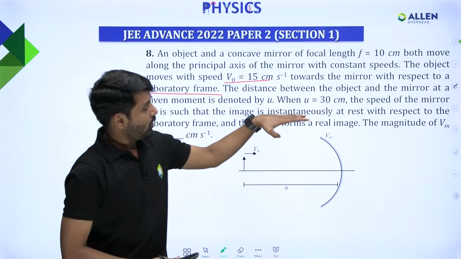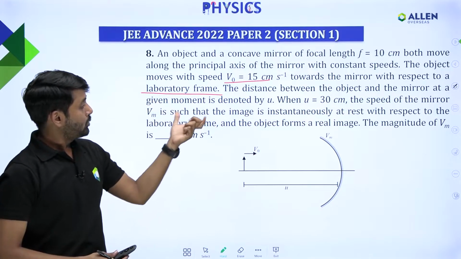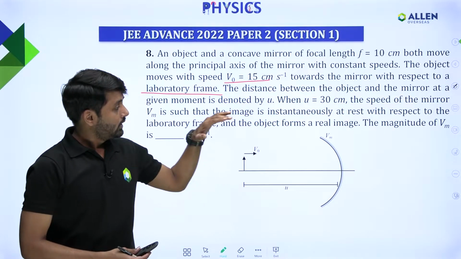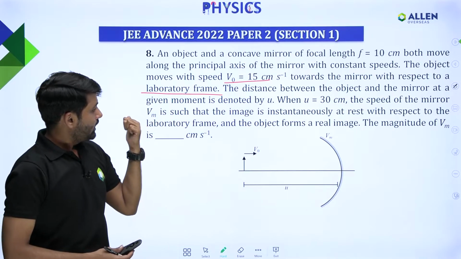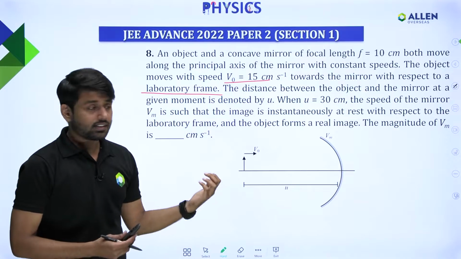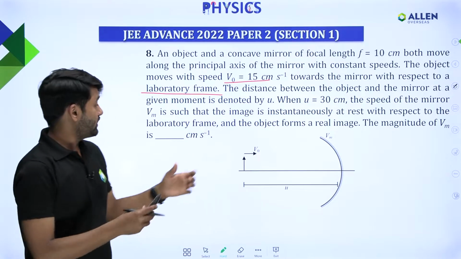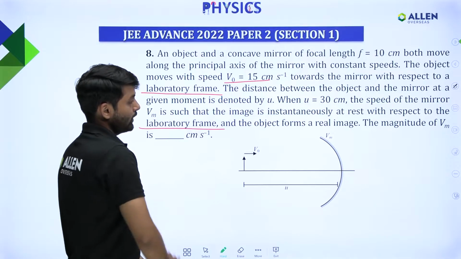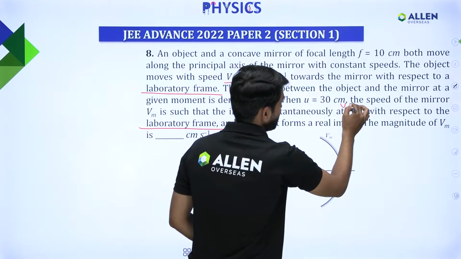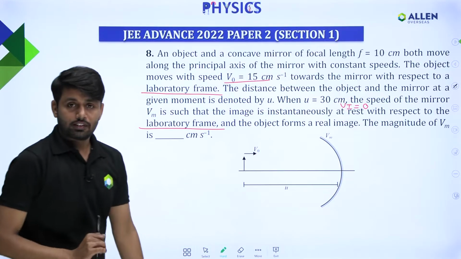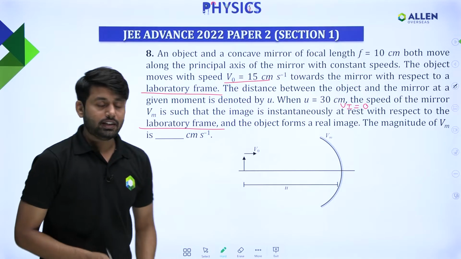The distance between the object and the mirror at a given moment is denoted by u, and u is 30 centimeter. The speed of mirror Vm is such that the image is instantaneously at rest with respect to laboratory frame, meaning speed of image at that instant with respect to ground frame is 0. It is given in the question, right?